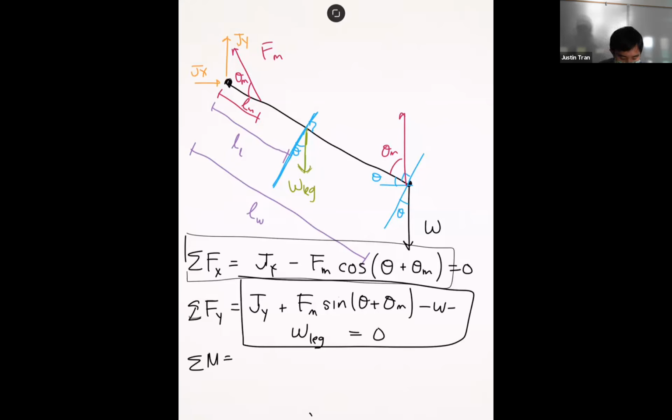And then finally, we have the sum of the moments around the joint. For this one, we have Fm. We only want the perpendicular component of Fm, not the one that's parallel to the leg. So this can be Fm sine of only theta m in this case, because remember we're doing moments here. And then we multiply this by Lm.